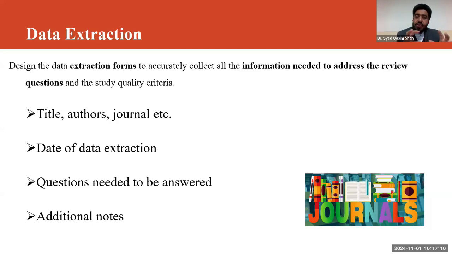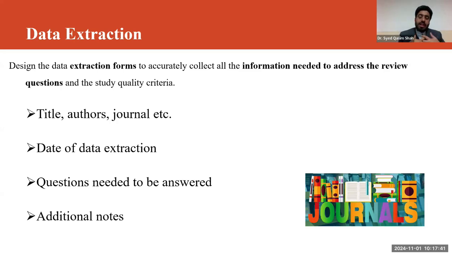What needs to be extracted? We are interested in the title, the authors who have contributed, the name of the journal. We are interested in the date of data extraction, and sometimes we can use the date of publication. So either extraction date or publication date. So the time duration for publication is the date of extraction.